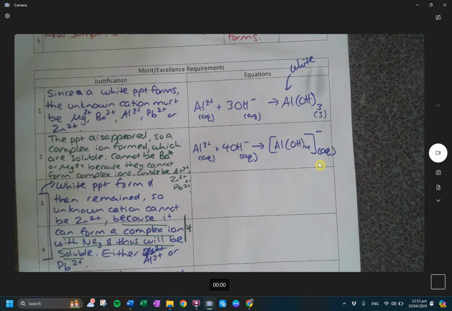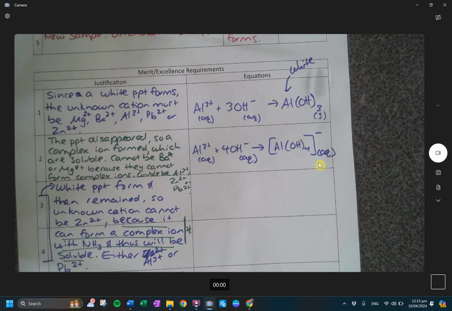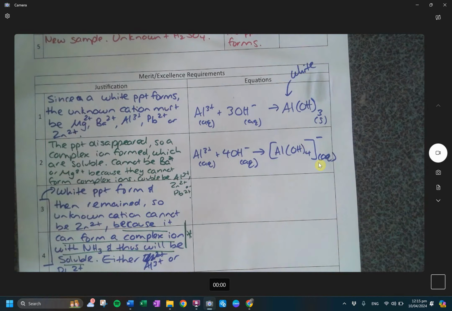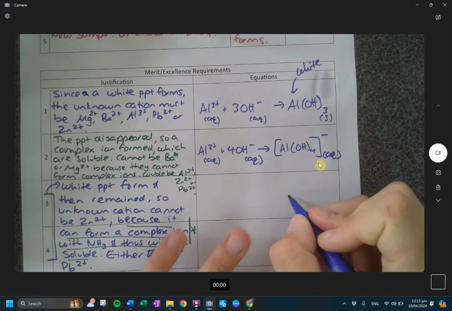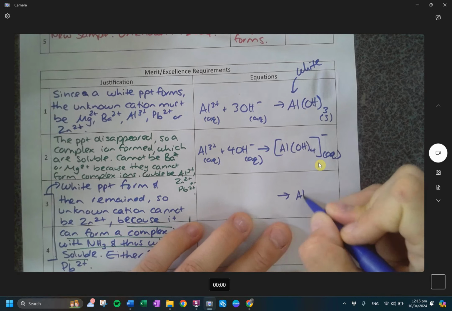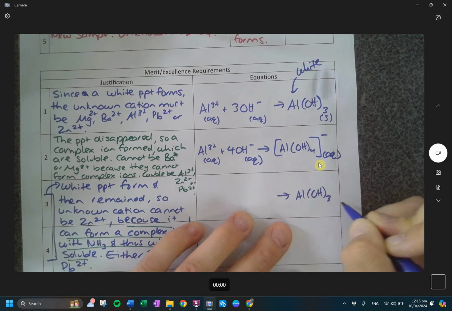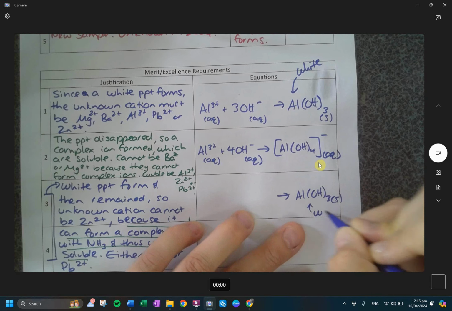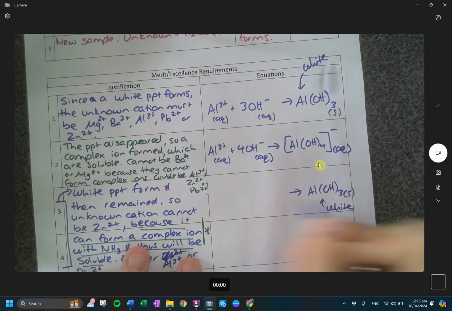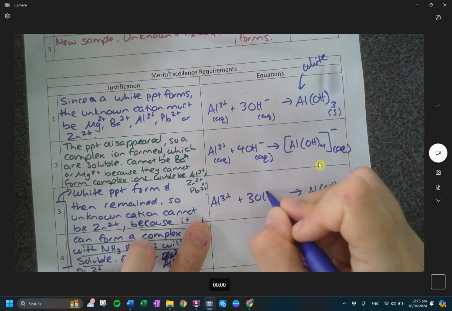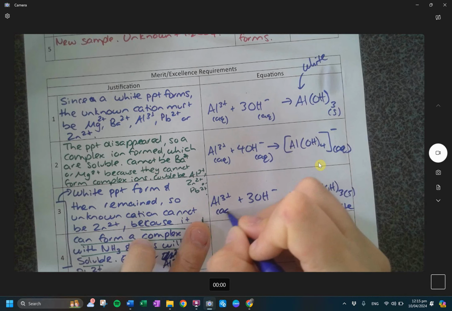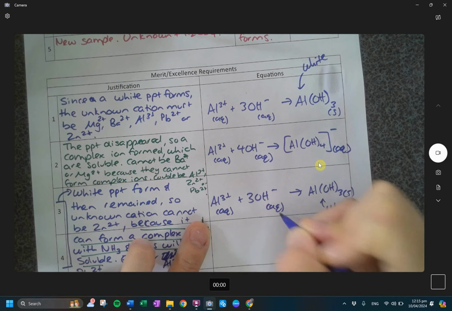All right, keep going. Third step here, we had to precipitate. Which one is it? Aluminium hydroxide. So again, we write the same equation again. That's solid, that is white. And then we backtrack: Al3+ plus 3OH-, aqueous, aqueous.